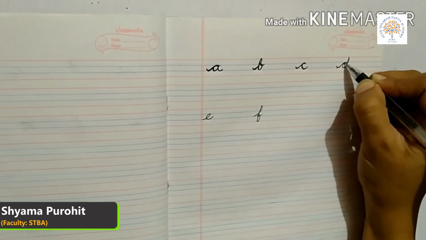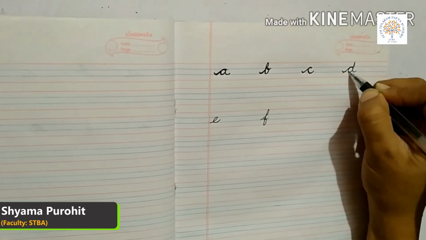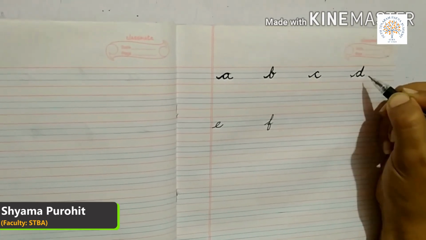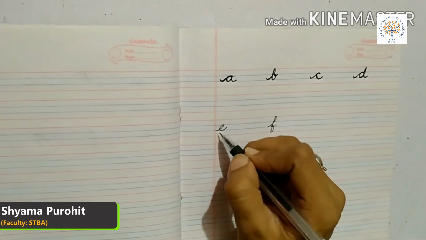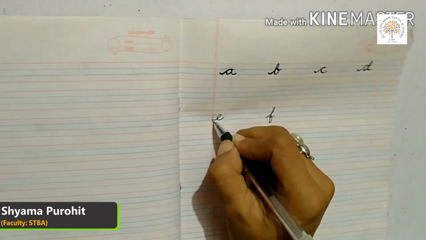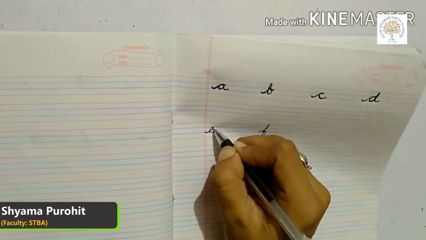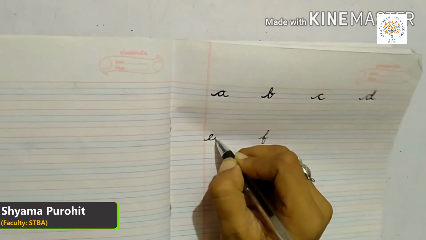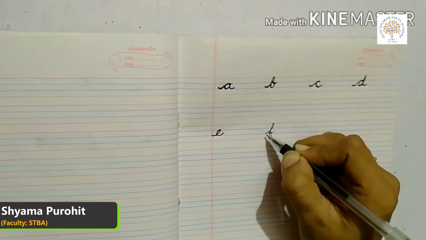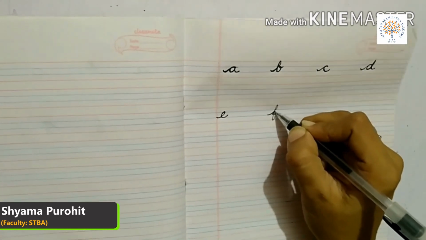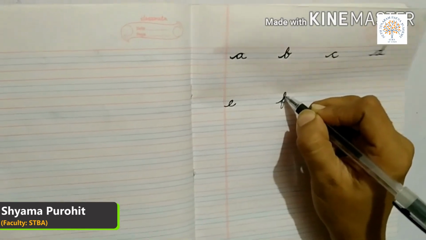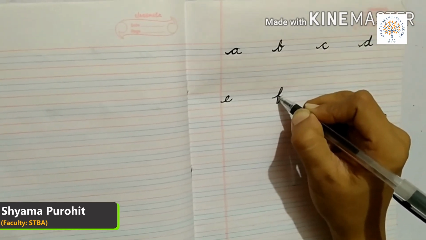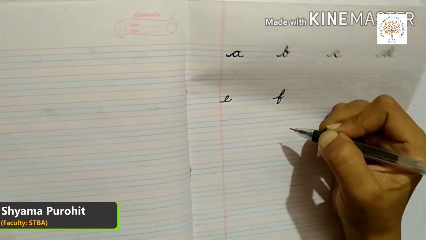Start from the third line, go to the second line, make a circle, go up, come down to the third line, D. Start from the third line, go up to the second line, come down to the third line, give a curve, E. Start from the third line, go up to the fourth line, come down to the fourth line, give a fold, F.